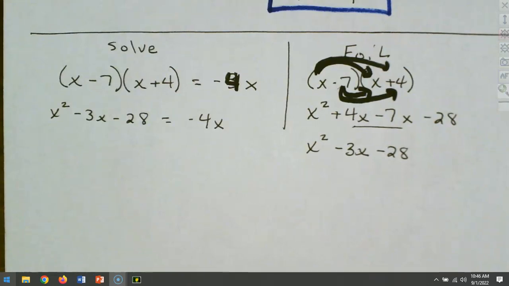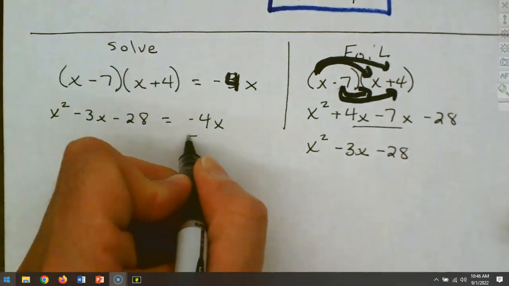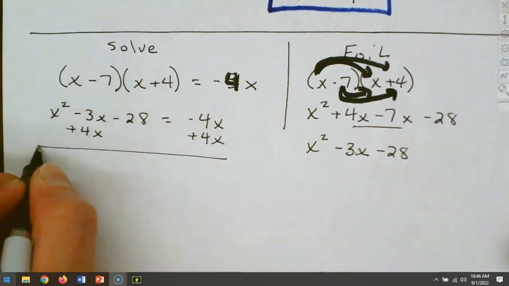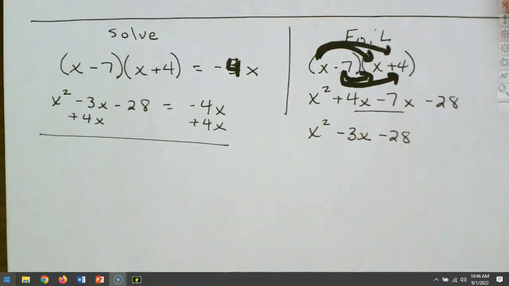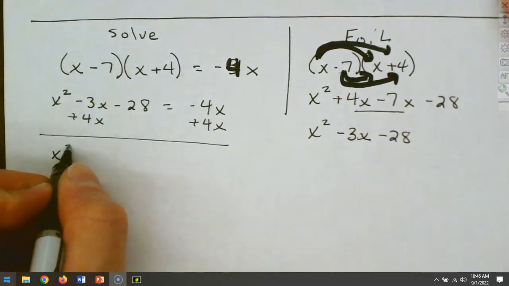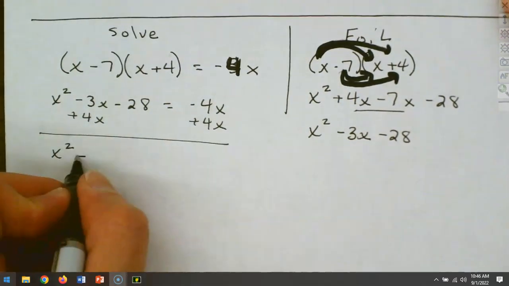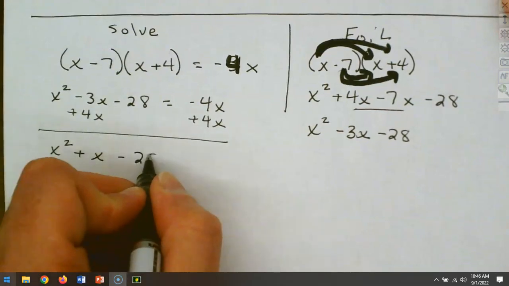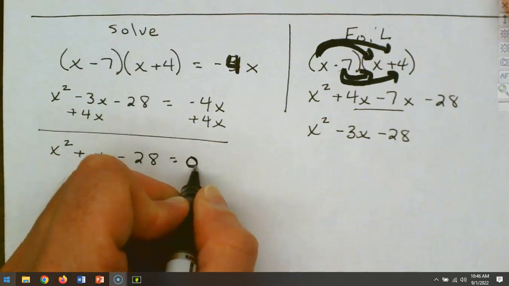Okay, so we FOILed it out. Now what do we do? We've gotten rid of the parentheses, so now we need to set this equal to what now? This needs to be set equal to 0, doesn't it? Okay, so add your 4x over. And that leaves you with x squared plus x minus 28 equals 0.